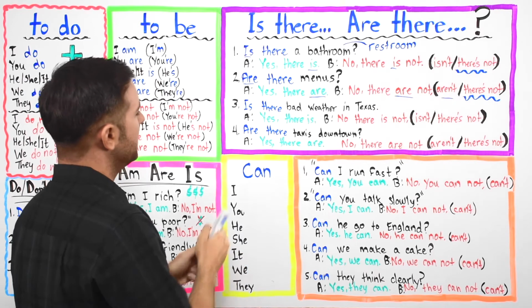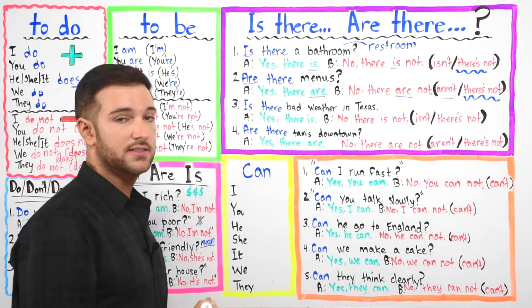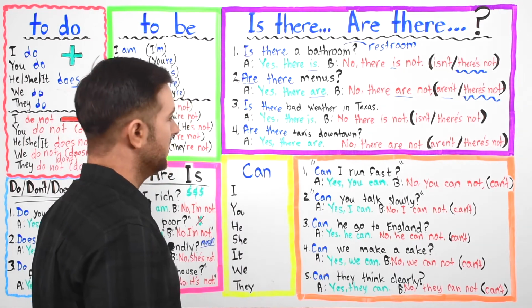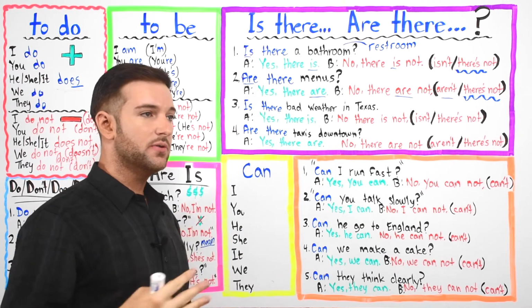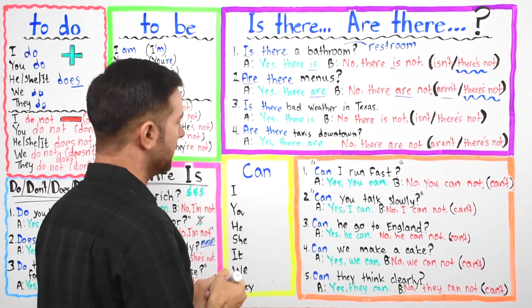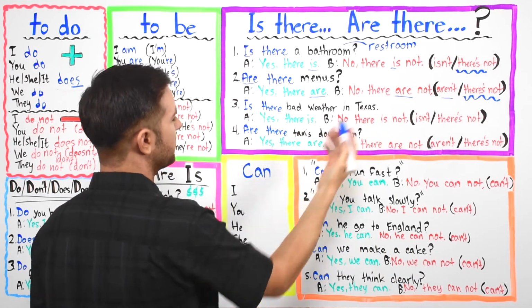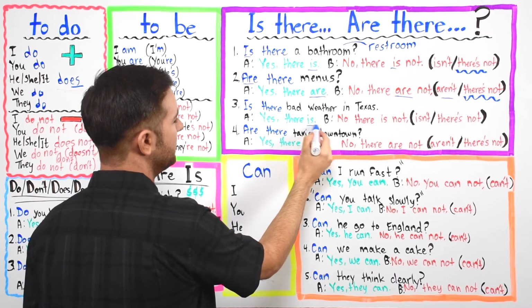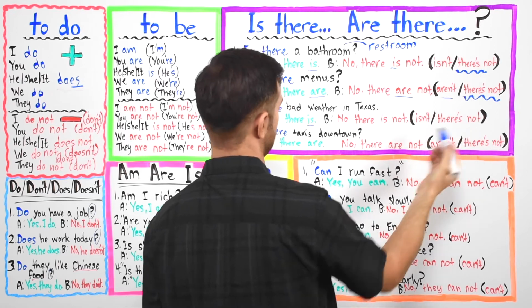Number 3 says, is there bad weather in Texas? Is there bad weather in Texas? Okay. Meaning, does it rain a lot in Texas? Does it snow? Is it windy a lot? Okay. Are there tornadoes in Texas? You could say, is there bad weather in Texas? Yes, there is. No, there is not. Or no, there isn't. Or no, there's not.